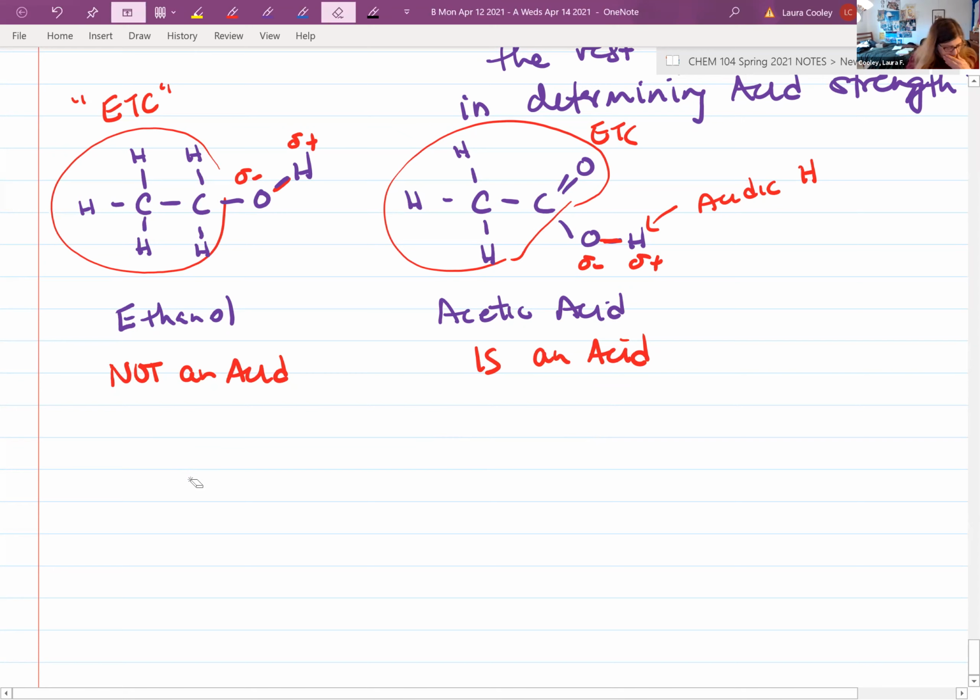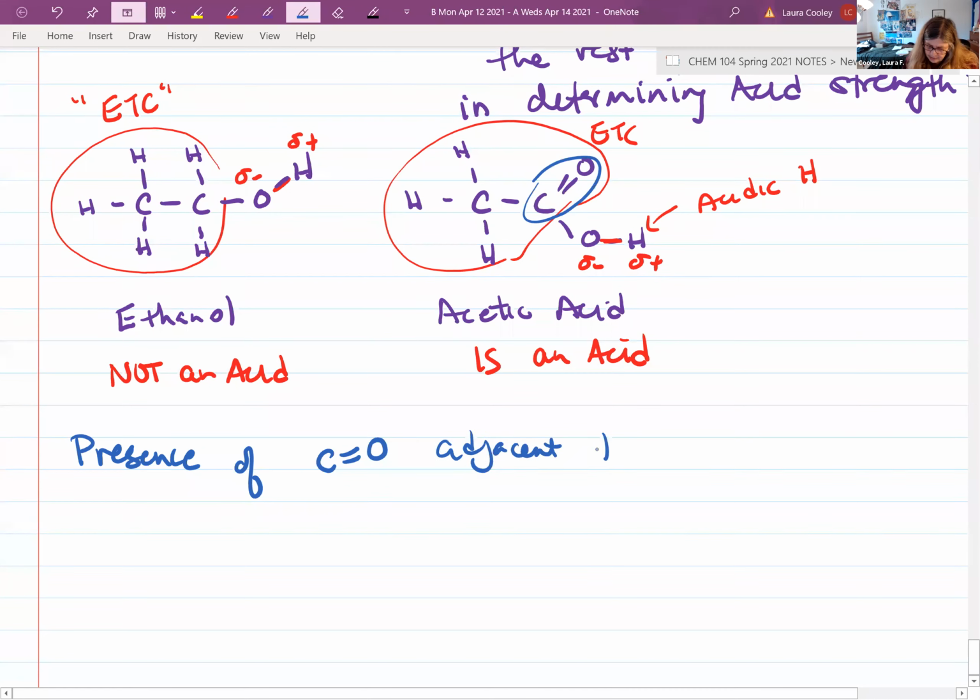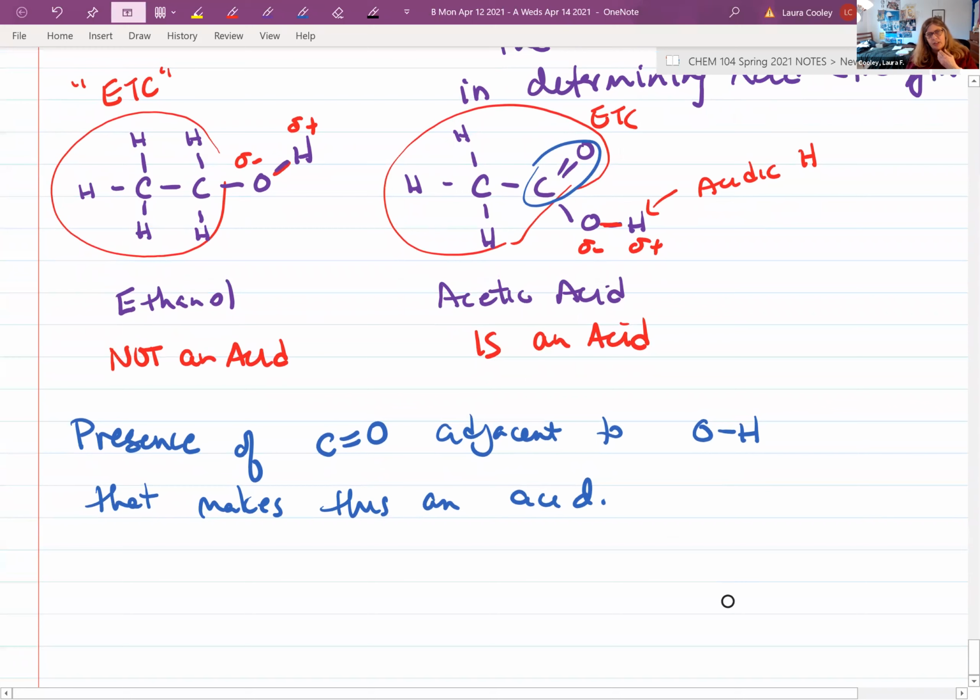All right, so what was I saying? It's the presence of that C double bond O right here, adjacent to the OH, that makes this an acid. In other words, it makes that hydrogen donatable. Whereas in this case, we do not have that C double bond O.